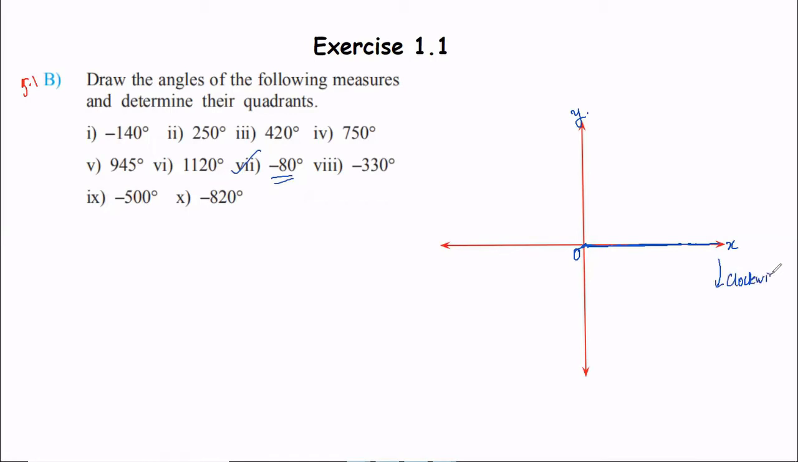Okay. So we will start rotating below the positive x-axis, considering it as the initial arm. So when we go clockwise, we get minus 90 over here. So it will be near 90. The angle will be somewhat like this, and this will be minus 80 degrees. So considering the quadrant, we still count from first, second, third, and then this is the fourth quadrant. Okay. So minus 80 degrees lies in the fourth quadrant.